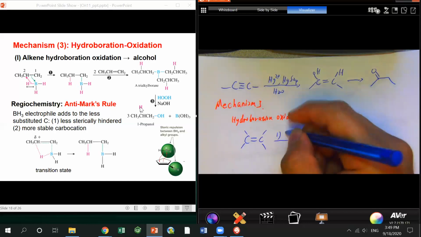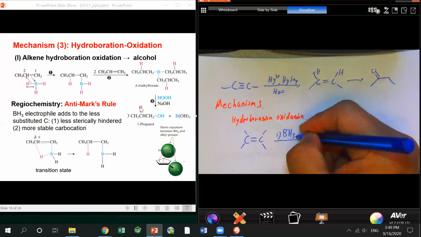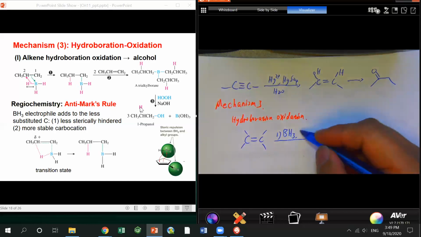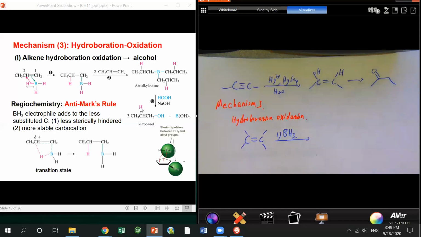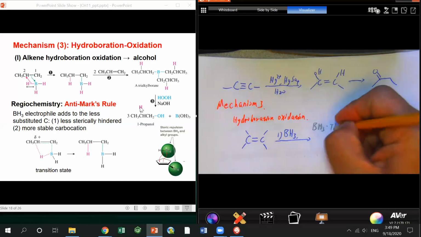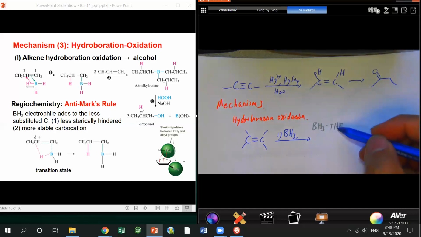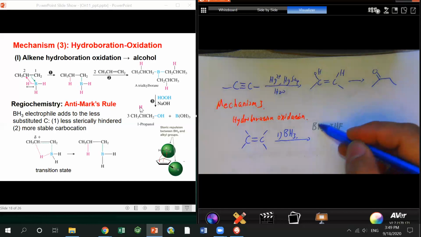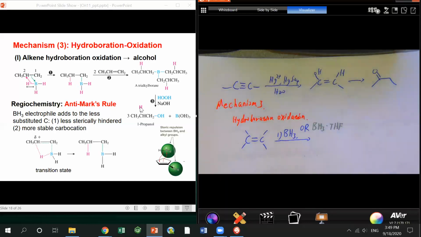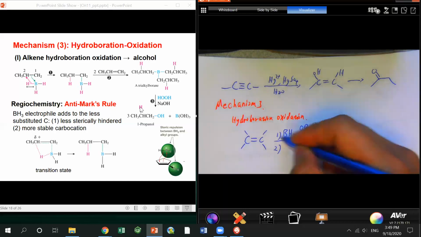In the first step, we add boron, BH3. Sometimes people show BH3 and then THF, because THF is also the solvent, and we have to stabilize the BH3, the boron. But sometimes people just show the BH3, so either way is fine. And that's the hydroboration.